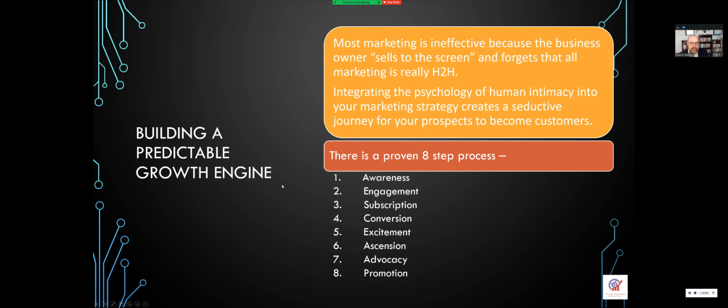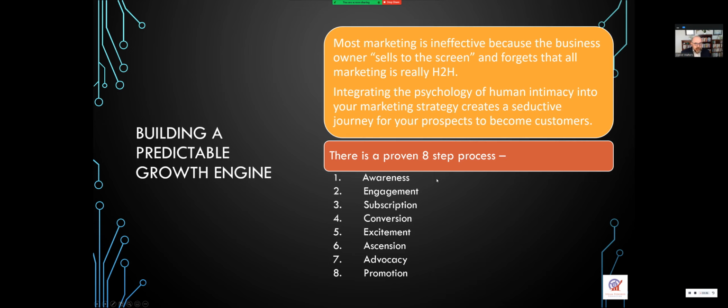So what is it about the predictable growth engine? It's an 8-step process, and it is all based on the psychology of human intimacy. And one of the things that we often forget, because everybody's thinking digital and online marketing, is that it's a human being behind the screen that's making the buying decision. We tend to get enamored with tactics and with selling to the screen, but we forget that it's the human being who ultimately makes the buying decision. And that decision is always an emotional trigger.